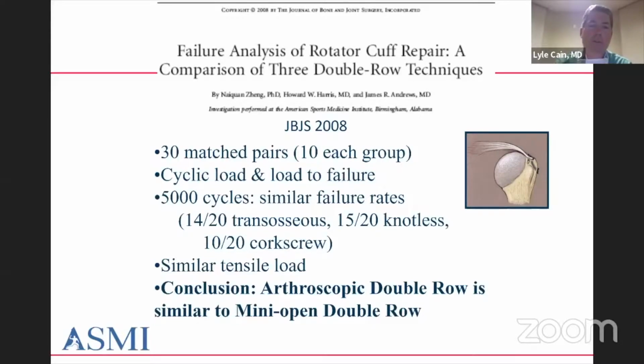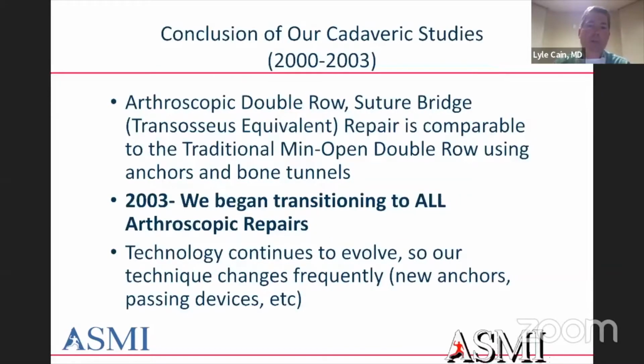So this was the first evidence we had that we might be able to make this work arthroscopically. As a result, we started doing the arthroscopic double row suture bridge in the early 2000s. Subsequent authors, Peter Millett and others, showed that the double row suture bridge transosseous equivalent is very close to and just as strong as the traditional mini open double row. So in 2003, we started transitioning to all arthroscopic rotator cuff repairs.